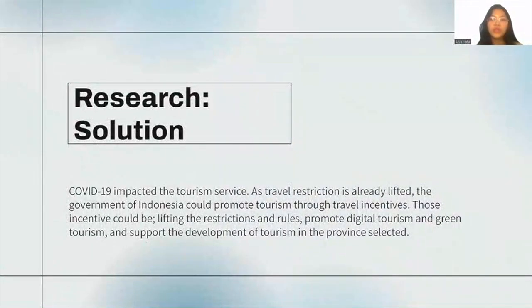Another solution regarding the research, on Lombok flights in pre and post COVID, is that COVID-19 has impacted the tourism service. As travel restrictions are already lifted, the government of Indonesia could promote tourism through travel incentives. Those incentives could be lifting restrictions and rules, promoting digital tourism and green tourism, and supporting the development of tourism in the province center, which is Lombok.